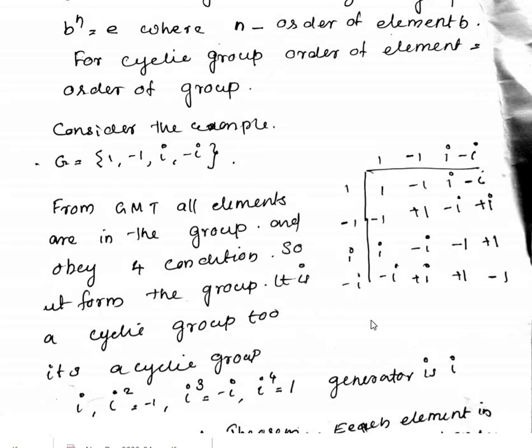So let us check which is the generator of this group, and whether it is a cyclic group. We know that it is a cyclic group because if i is taken as one element, i square is equal to minus 1, i cube is equal to minus i, and i raised to 4 is equal to 1. Here we can generate the identity element from i raised to 4. So this is a cyclic group.